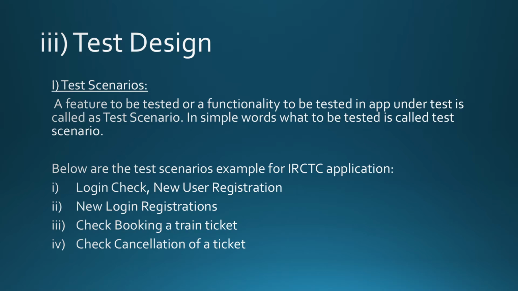So below are the test scenarios I mentioned for the IRCTC application. The first one is login check. At the same time I am checking new user registration also. These two are different scenarios. The next scenario is new login registrations. For example, if any user wants to log into the IRCTC application with the account where he registered newly, this is also one scenario. At the same time I want to test booking a train ticket, and cancelling a flight ticket or train ticket. So these are all the scenarios we can consider.